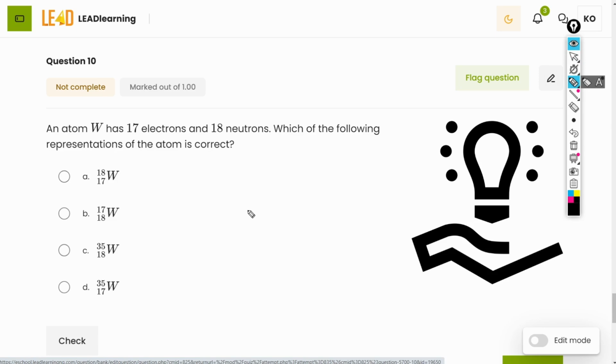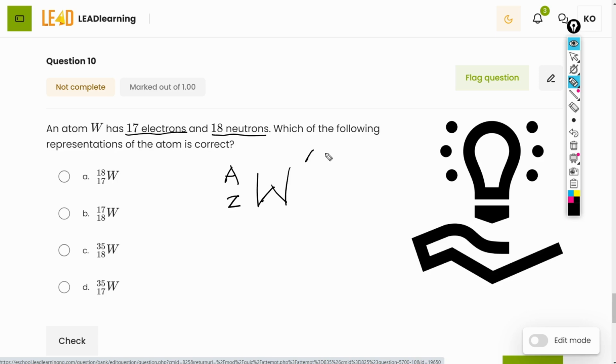Question 10. An atom W has 17 electrons, 18 neutrons. Which of the following representations of the atom is correct? Now let's write the element W. The number written at the top is the atomic mass, indicated by the alphabet A, while the number written at the bottom is the proton number, indicated by the alphabet Z.